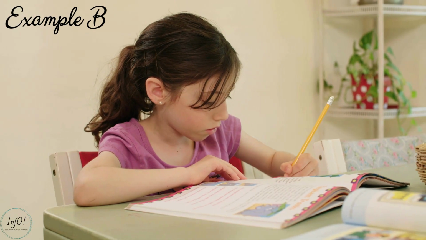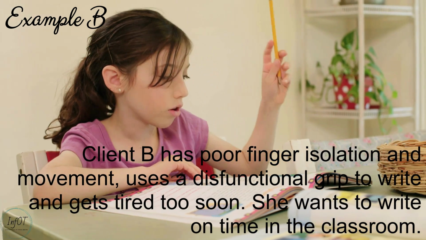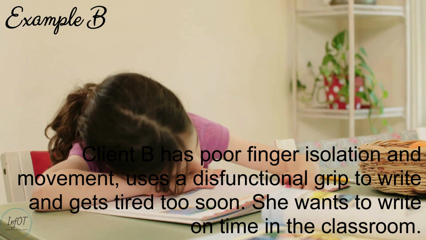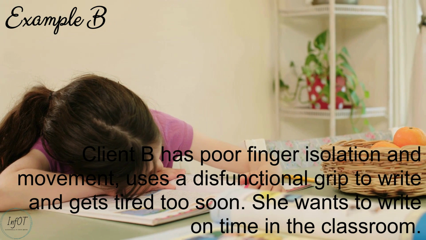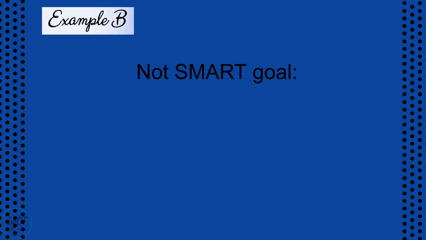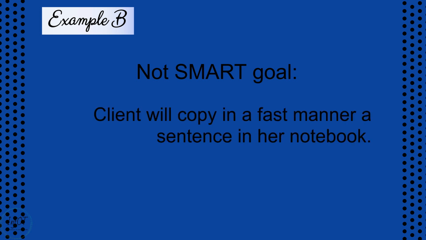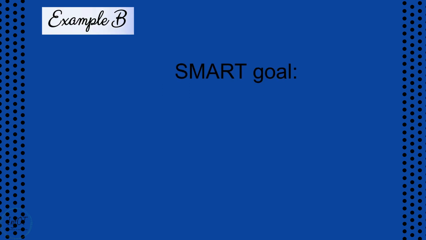In our second example, the client has poor finger isolation and movement, uses a dysfunctional grip to hold the pencil and gets tired too soon when writing. She wants to write on time in the classroom. A not so smart goal would look like this. Client will copy in a fast manner a sentence in her notebook. Now, how fast is fast? What kind of sentence will the client copy? Where will the writing take place? So many questions. A smart goal could answer all these questions.